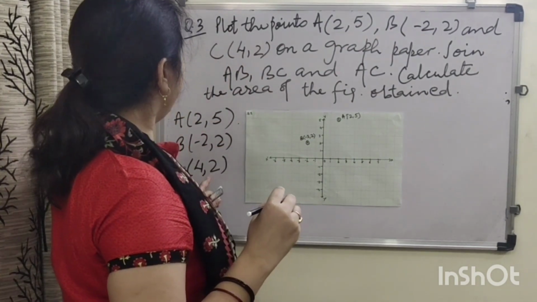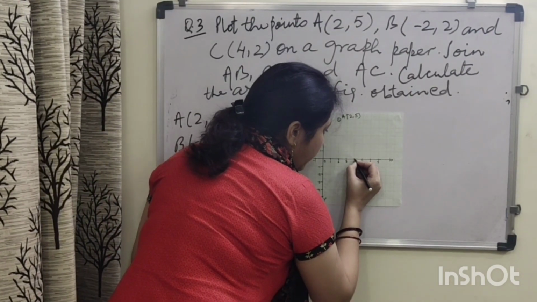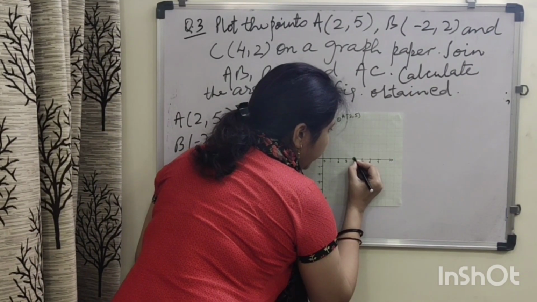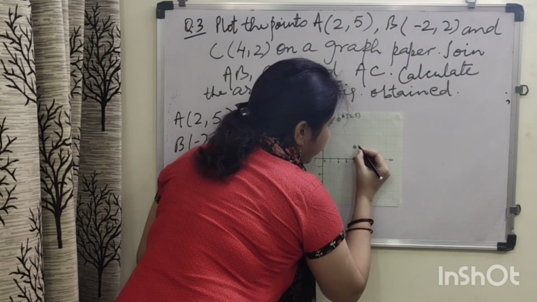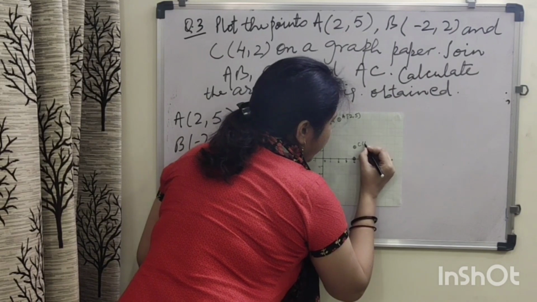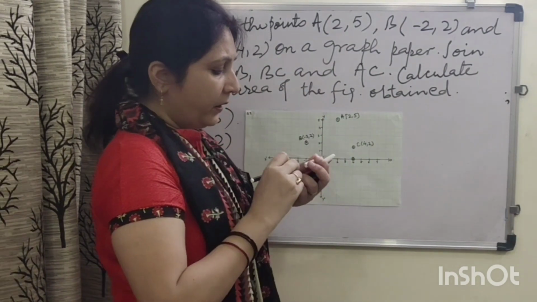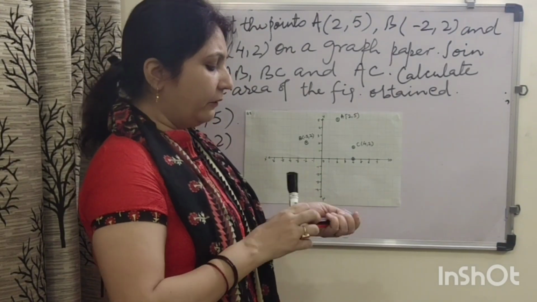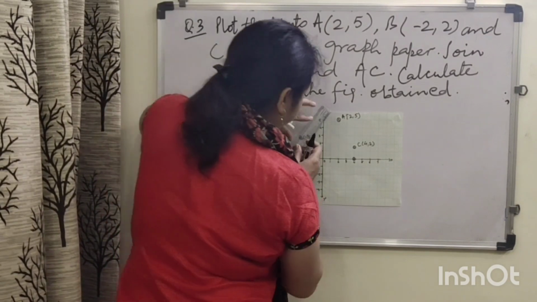And third point C is 4, 2. It means your x value is 4, that means over here. Y is 2, straight vertically up. This is your point C, 4, 2. We have obtained the 3 points. Let's join them and obtain the figure.